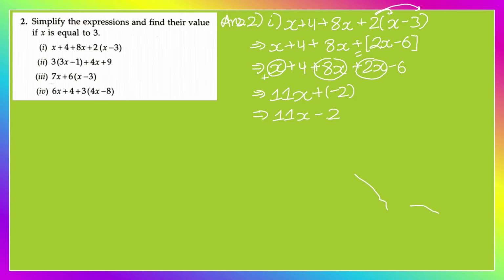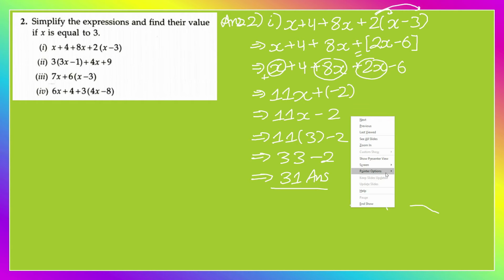And now we have to just substitute the value of 3. So to substitute the value of 3, we put x equal to 3. It will be 11 into 3 minus 2. That is of course 33 minus 2, which gives me 31. So it is pretty easy. 31 will be the final answer.